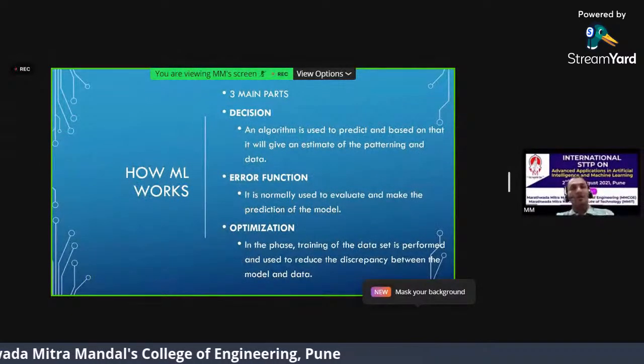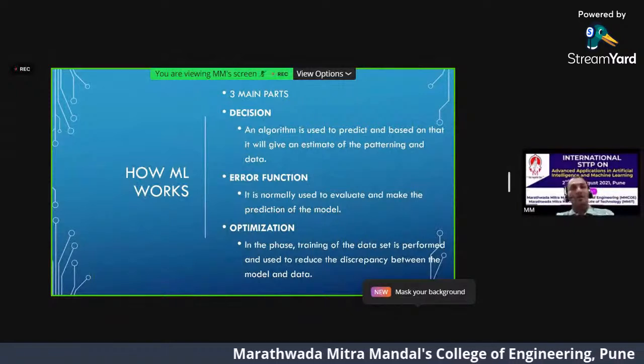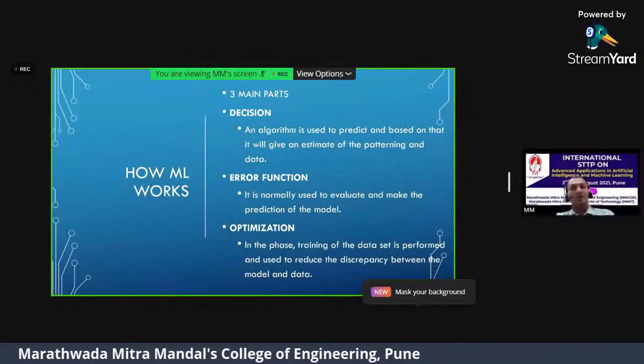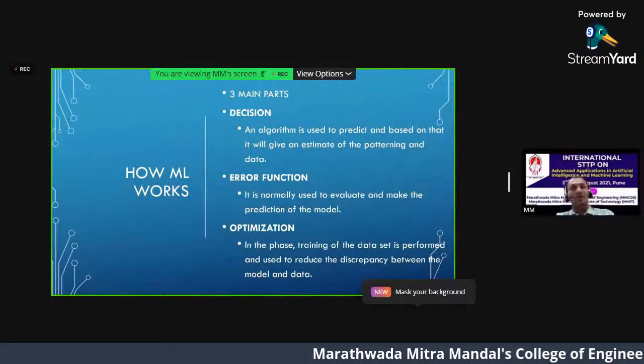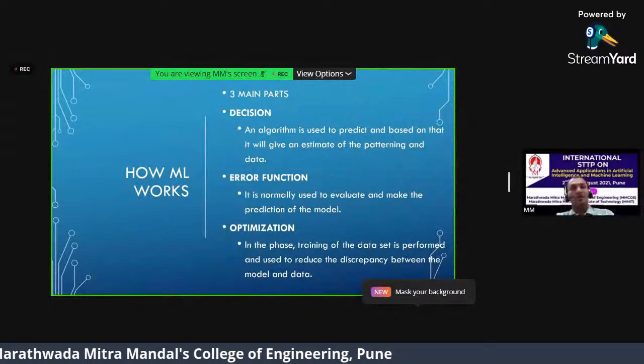Machine learning is divided into three main parts: the decision process, the error function, and optimization. So what is the decision process? It is a process where machine learning algorithms are used to make predictions or classifications. It will find some patterns in the data, and based on that, it will give you predictions or classifications.